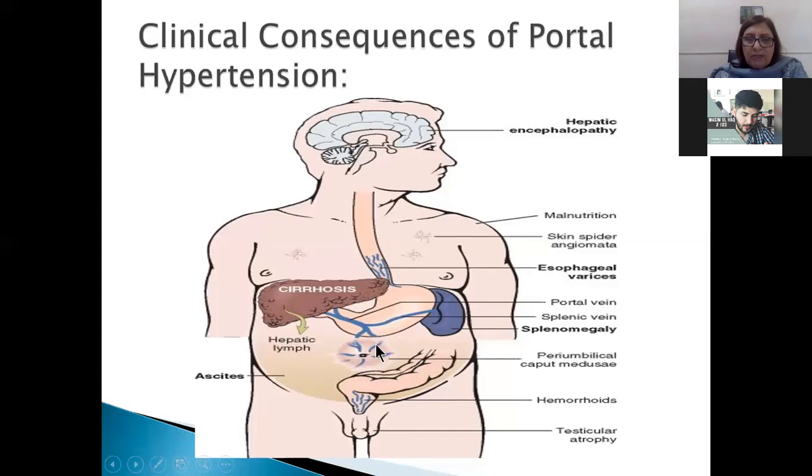Dilated veins which are present around the umbilicus are known as periumbilical caput medusae. And these are spider angiomata. Hemorrhoids: these are not actually hemorrhoids, they are collateral circulation in the rectum. Testicular atrophy can be seen. So these are the clinical consequences of portal hypertension.